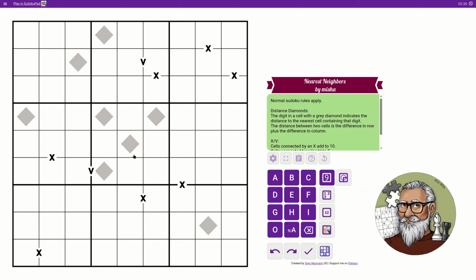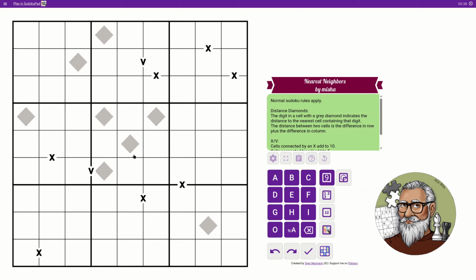In any case, let's read the rules. Normal Sudoku rules apply. The digits 1 to 9 in every row, column, and 3 by 3 box. Distance diamonds. The digit in a cell with a gray diamond indicates the distance to the nearest cell containing that digit. The distance between two cells is the difference in row plus the difference in columns.